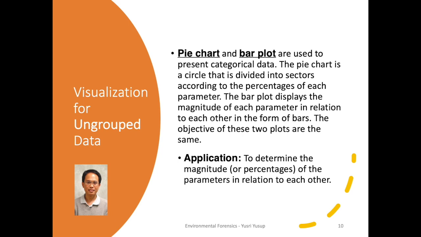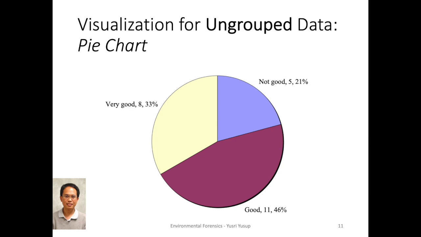The bar plot, on the other hand, displays the magnitude of each parameter in relation to each other in the form of bars. The objective of these two plots is the same, which is to show the percentage or the difference between the different categories in the data. Now we use these ungrouped data visualization techniques to determine the magnitude or percentages of the parameters in relation to each other. This is an example of a pie chart where you can clearly see that the very good is larger than the not good, while the largest percentage of the data consists of the good category.